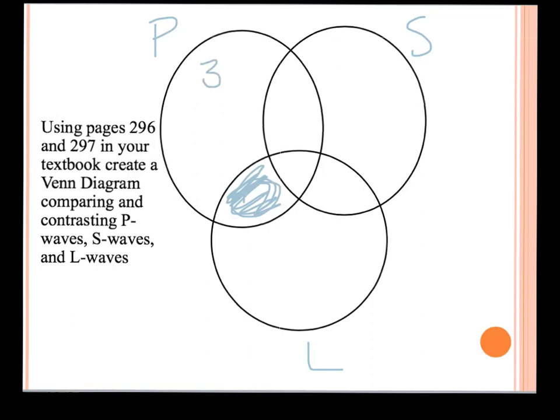You should have three characteristics under P waves, three under S waves, and three under L waves. There will only be one characteristic that P and S waves share, only one that all three of the waves share, and only one that S and L share. Now you'll just investigate and fill out this Venn diagram, which we'll go over momentarily.